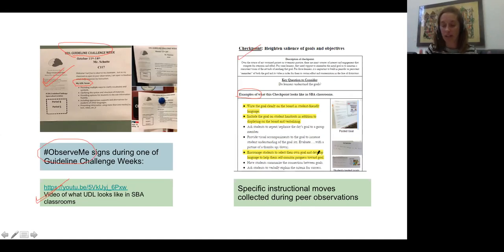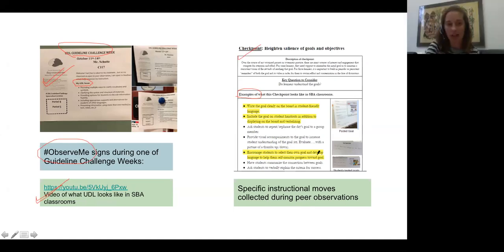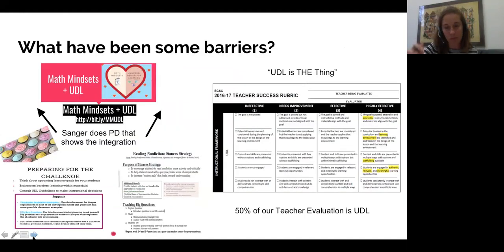Because I want to make sure we get to the last few questions, we're going to do a speed round this time. So barriers and tips. What are some barriers that you faced and some tips that you recommend for folks? So speed round, Rhonda, you're up.